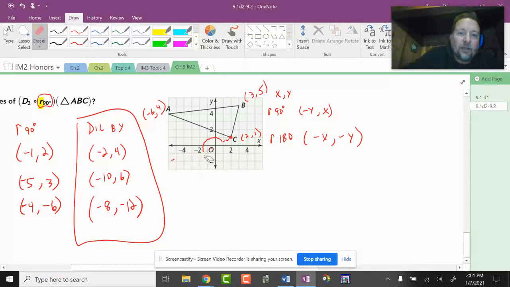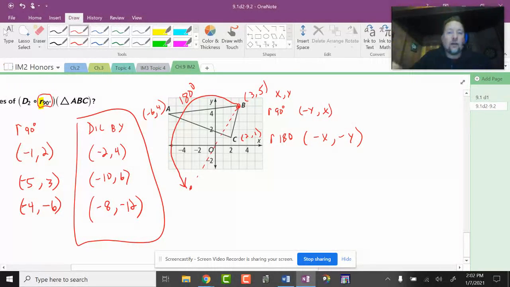Let's take that letter B. What was this, (3, 5)? Look at (-3, -5). Oh, great. So when I take this point and rotate it 180 degrees, you go from quadrant 1 to quadrant 3. This angle measure, if this is the vertex, is 180 degrees. So that is why this is a 180 degree rotation.